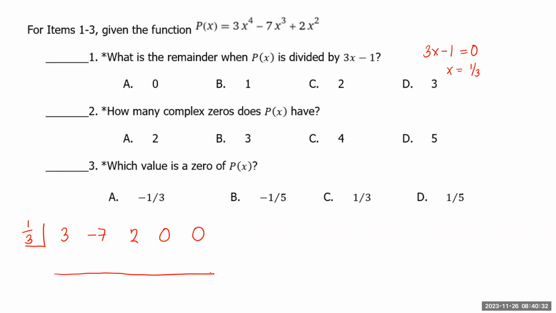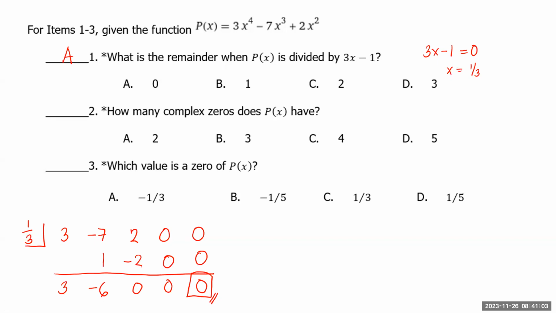So the mantra: bring down the first term, then multiply. 3 times 1/3 is 1, then add, then repeat the steps: multiply, add, multiply, add, multiply, add. And since the last number here is 0, therefore we can say that the remainder is letter A, or 0.